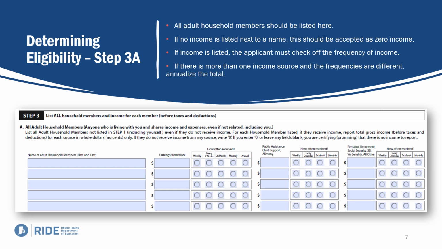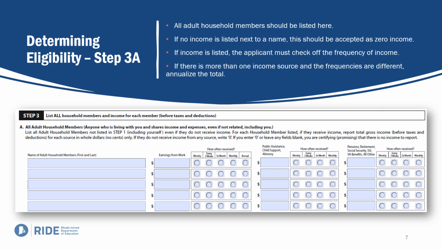This is step 3, part A of the meal benefit application. Here is where all other household members that are not listed in step 1 should be listed, including the person who is completing the application. Next to each household member, they need to fill in the earnings from work, and they must check the frequency of the income listed, whether it's weekly, bi-weekly, 2 times a month, monthly, or annual.